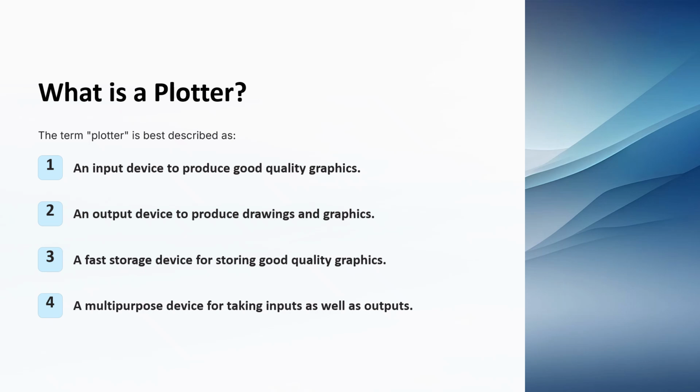So plotter, it is an example of what? Output devices. Among these options, which one is the output device option? That is option number 2, an output device to produce drawings and graphics. The plotter is a specialized output device that produces high quality drawings and graphics using pens. Unlike printers, the plotter draws continuous lines, resulting in precise and detailed images. So in this question, option number 2 is the correct answer.